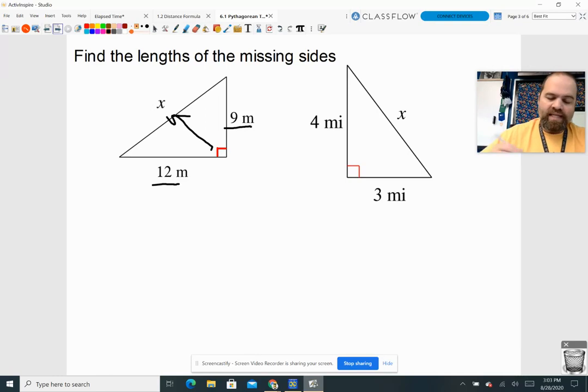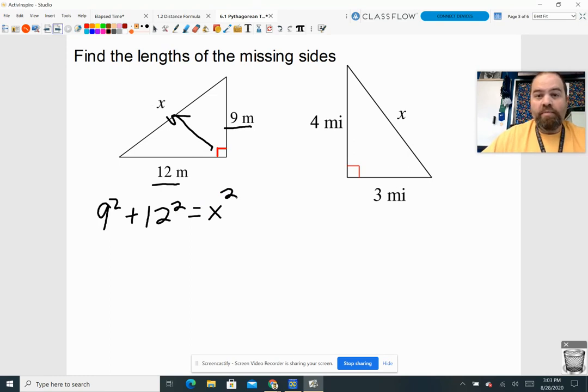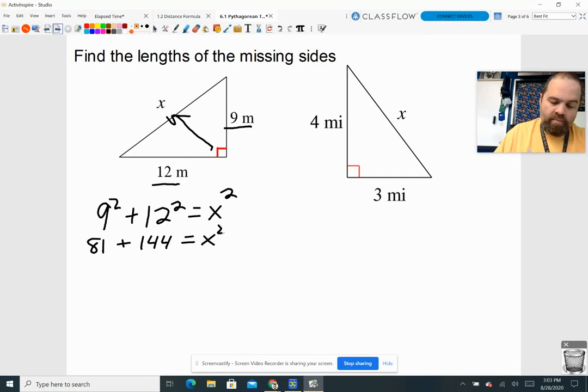So when I set this up, I can use 9 or 12 interchangeably, but 9 squared plus 12 squared is equal to x squared. Now these are being squared, not multiplied by 2. So I need to make sure that I'm multiplying these numbers by themselves. So 9 squared is going to result in 81. 12 squared is 144. Now I'm going to go back and add those together. 81 and 144 is 225.